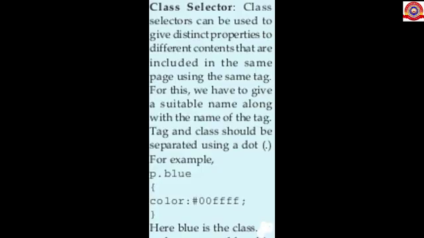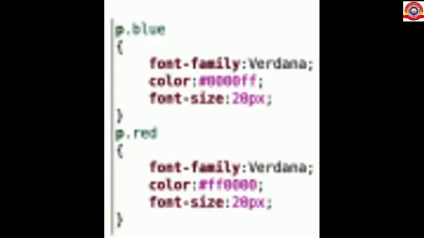Class selectors can be used to give distinct properties to different contents that are included in the same page using the same tag. Here also we have used the P tag, but we give distinct properties to different contents. Clear? For this, we have to give a suitable name along with the name of the tag. Tag and class should be separated using a dot. For example, look at this figure, p.blue, then mention the properties. Here blue is the class.